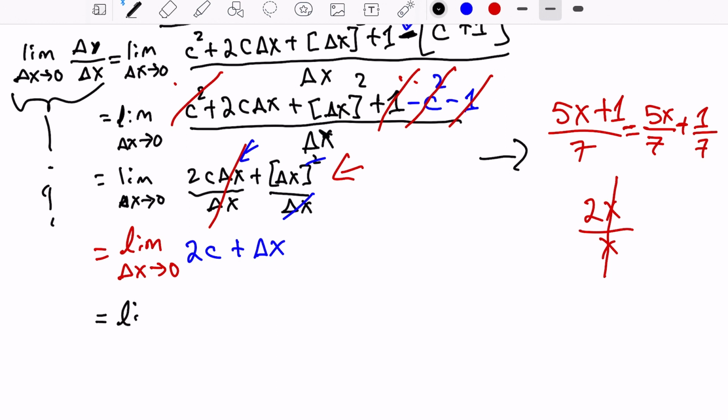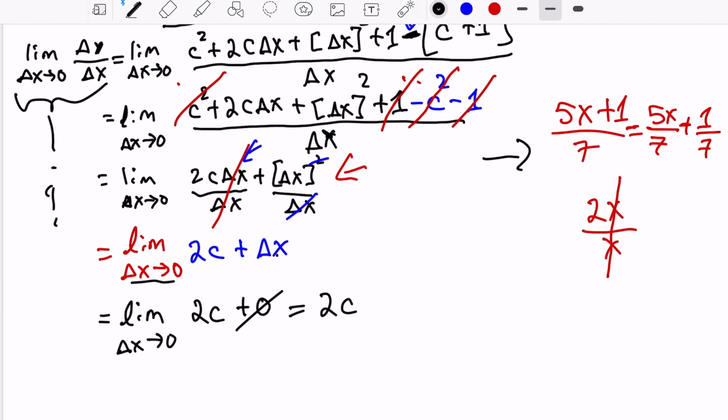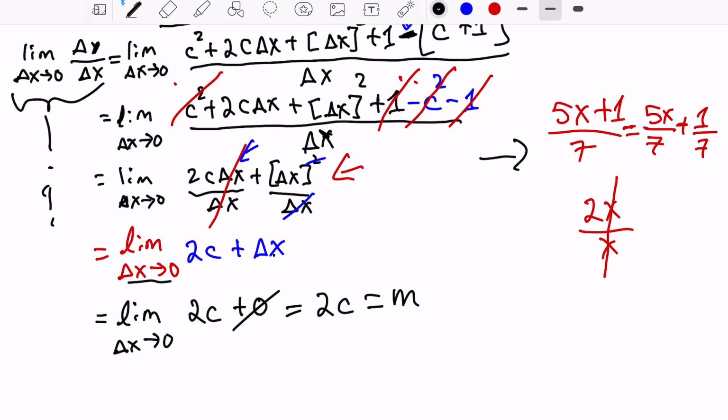When I do so, here it is, limit as delta x goes to 0. I have 2c plus delta x, and I need to add that as a 0, and that crosses out. Simply, the answer is 2c, and that's what I call m. So that is my slope.